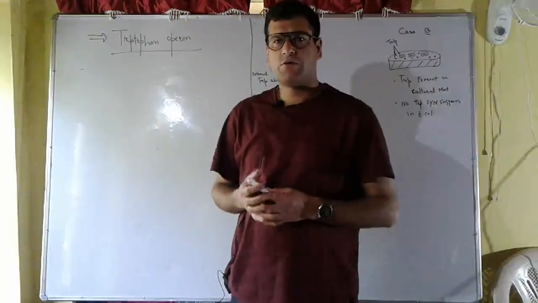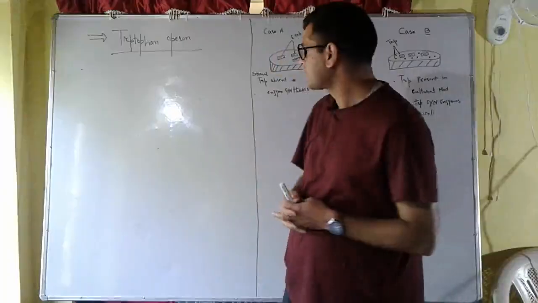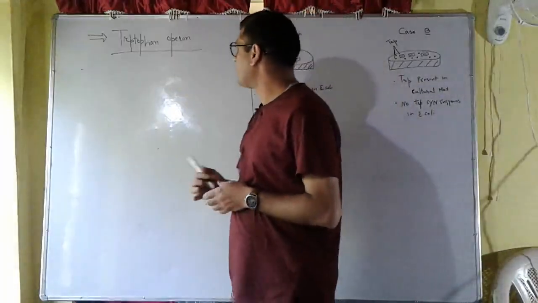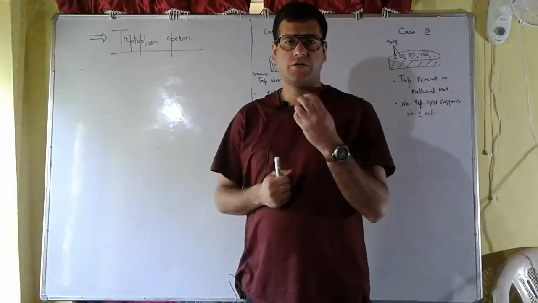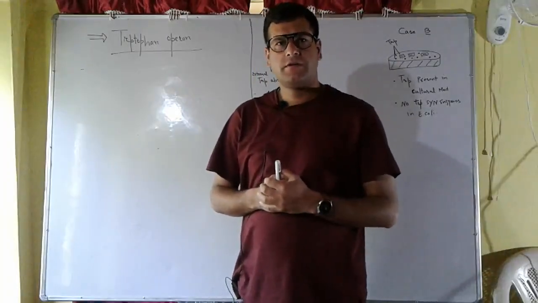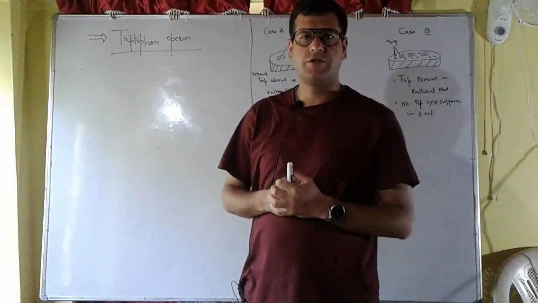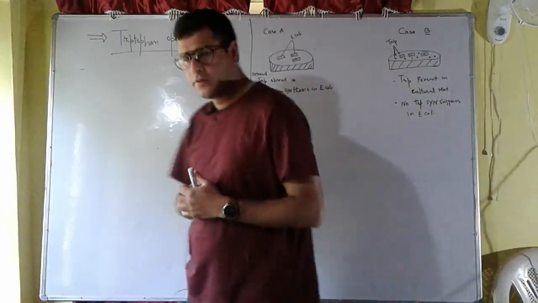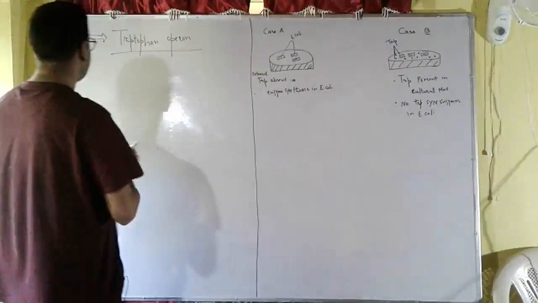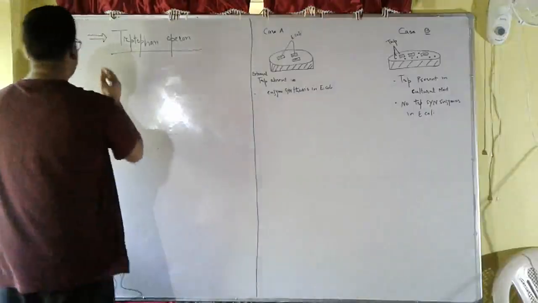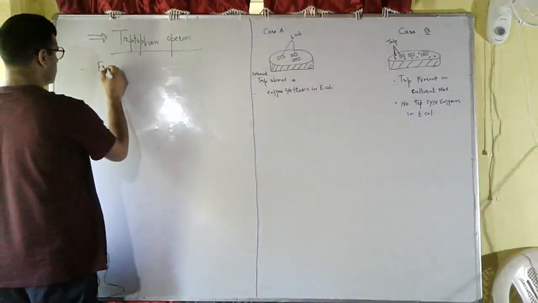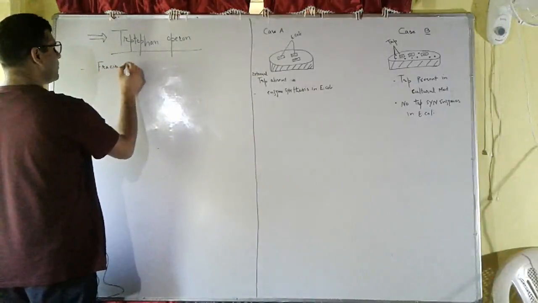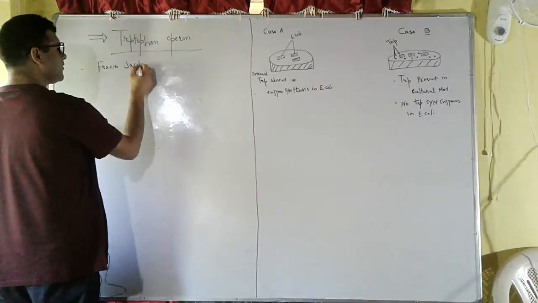Today we will talk about the tryptophan operon. Just like the lac operon, the tryptophan operon explains gene regulation in prokaryotes. The concept of the tryptophan operon was given by Francis Jacob and Monod.